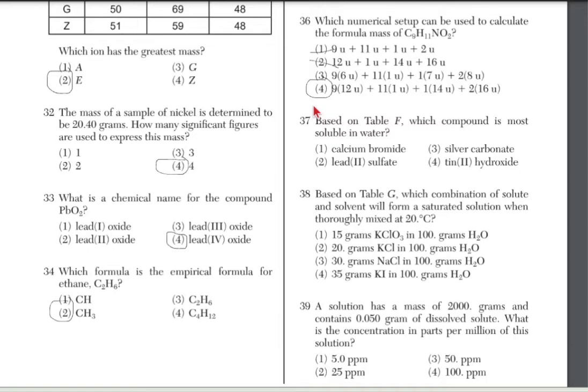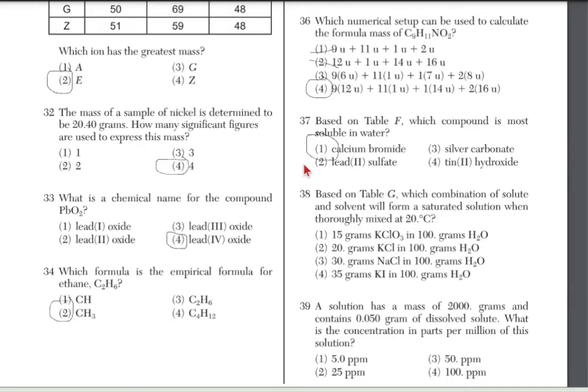Based on Table F, which compound is most soluble in water? For this question, it asks which solution is most soluble in water, so that means that 3 of them will be insoluble. If you look at answer choice 1, calcium bromide, in the halides on table F, you'll see that bromine, it's insoluble when combined with silver, lead, or mercury. Calcium is not included, so calcium bromide is soluble, but we can also just check the other answer choices.